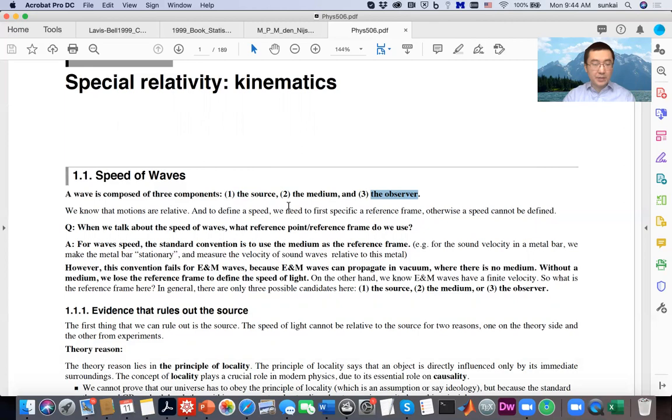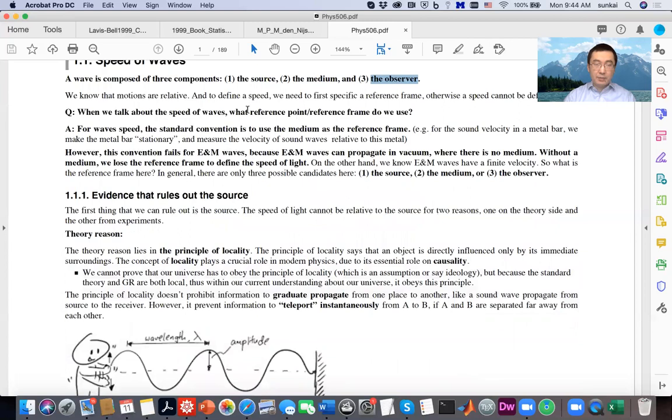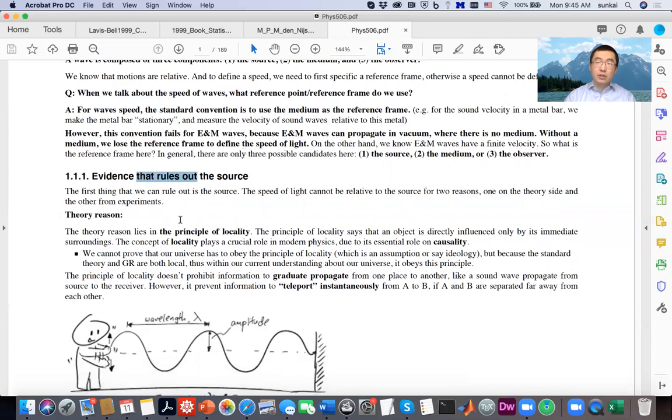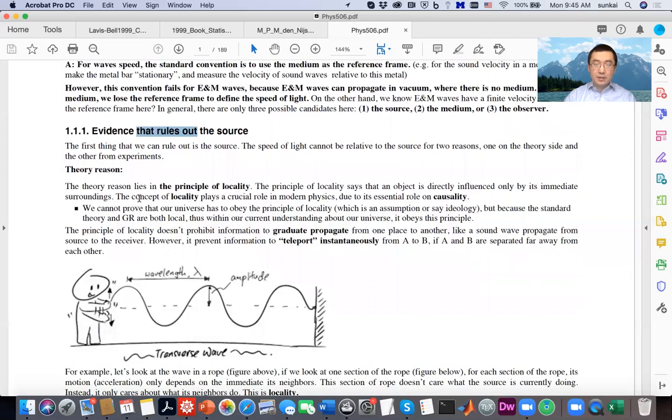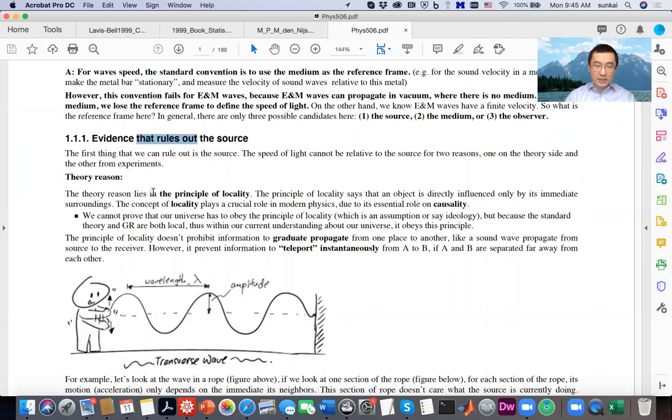Let's start from the first one. Is it possible that the speed of light is defined relative to the light source? The first possibility, the light source as the reference frame, is immediately ruled out. This is the simplest possibility, and it is impossible. One can easily prove this. I will show you two reasons why the speed of light cannot be relative to the source. The first one is on the theoretical side. If we think the speed of light is relative to the source, then it violates a very fundamental principle in physics, the so-called principle of locality.